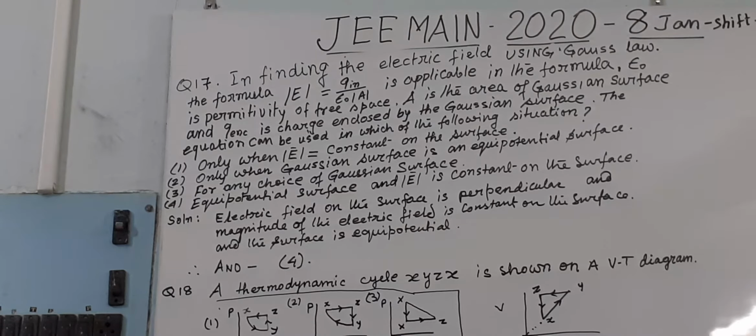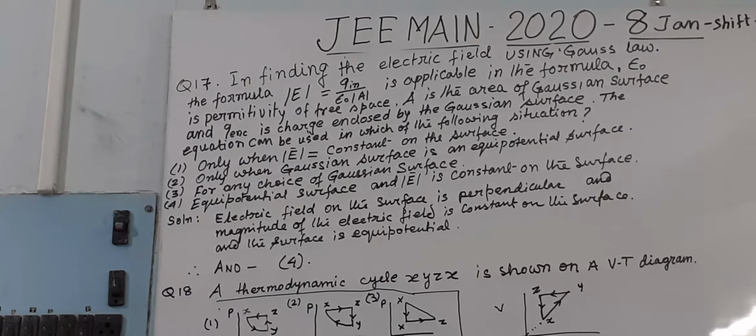In this video, I would like to discuss 2020's JEE Main physics paper, which took place on 8th January in the morning shift. This video is an extension of the previous video. In the previous video, we have already discussed 16 questions. Now here, from the 17th we will start.